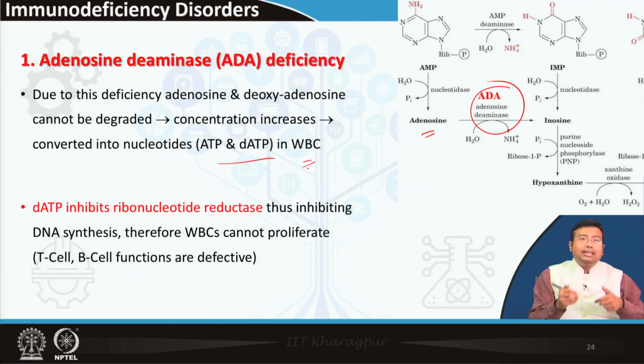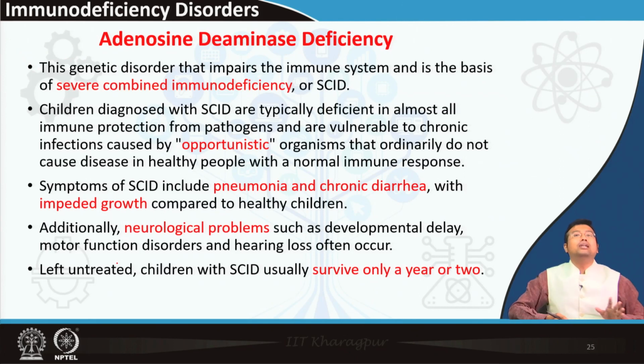What do they do? They actually inhibit the enzyme ribonucleotide reductase. dATP inhibits ribonucleotide reductase, which is an essential element of DNA synthesis. Therefore, RBCs cannot proliferate, that is, cannot grow. Similarly, white blood cells, a major part of which are lymphocytes, T cells and B cells, have defective function, and these cells impart immunity to us. So, adenosine deaminase deficiency causes severe combined immunodeficiency. The immune system is highly compromised.